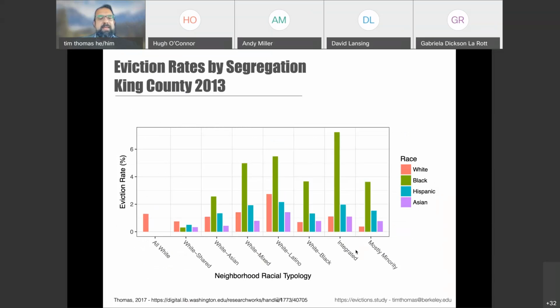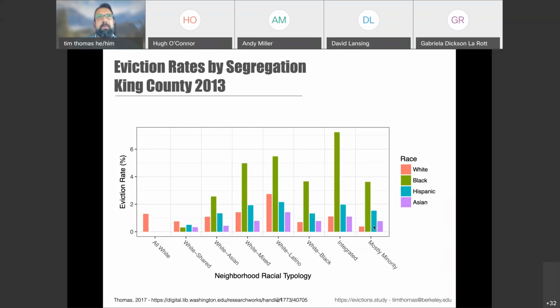When we look at the types of neighborhoods in one of the counties, King County, which is the biggest or most populated county with Seattle located there, we see that on a spectrum, if you go from left to right, you're looking at mostly all white to mostly diverse. You see that a lot of evictions happen more in diverse areas.